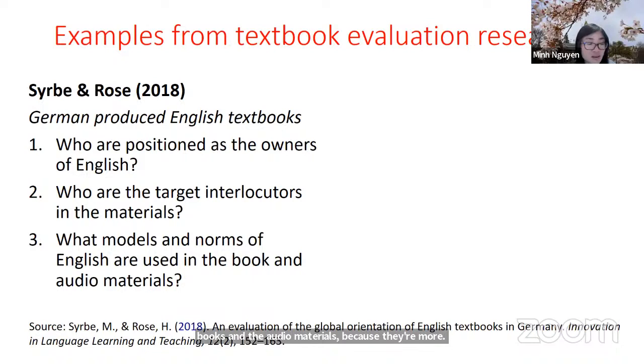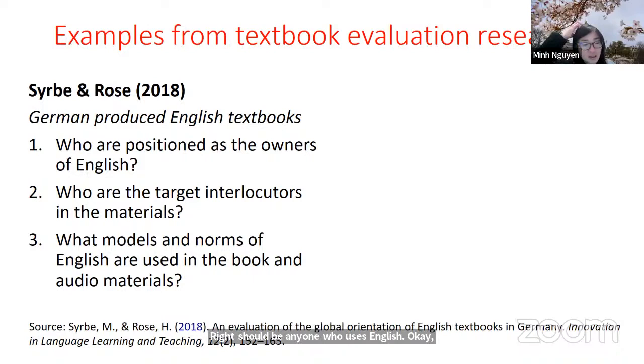All right, so for question number one, who should be positioned as the owners of English? Now, if we recall Professor Jack Richards' mini lecture, then the owners of English should be both native and non-native speakers who use English, with emphasis on global use of English. Question number two, who are the target interlocutors in the materials? Nowadays, our students need to communicate with people from all over the world, not only native speakers, but also other L2 speakers like themselves. So the target interlocutors should be anyone who uses English, that is both native speakers and non-native speakers.